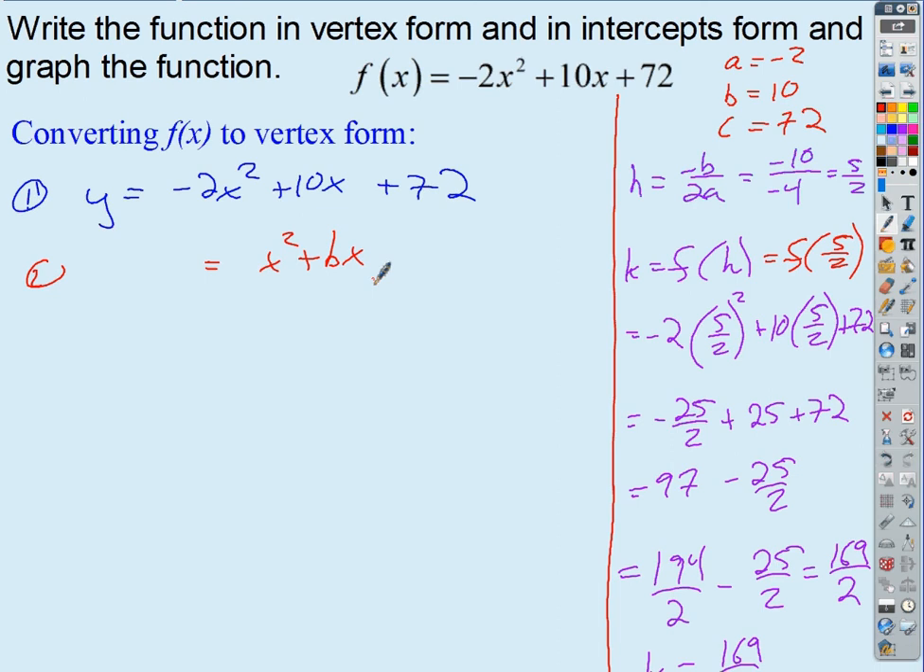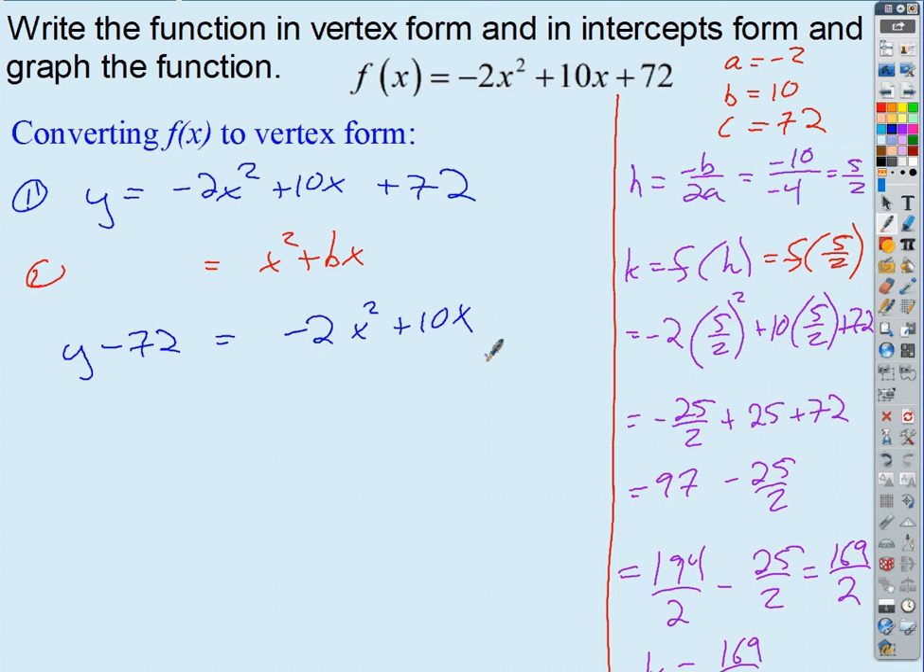Okay, I know we've had so many days off and stuff. But so what are the steps to make it look like that? What are the things I've got to do to get there? Got to subtract 72 first of all, right? So I'm going to get y minus 72 equals negative 2x squared plus 10x. Now what?